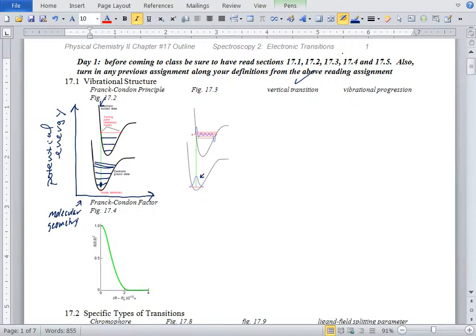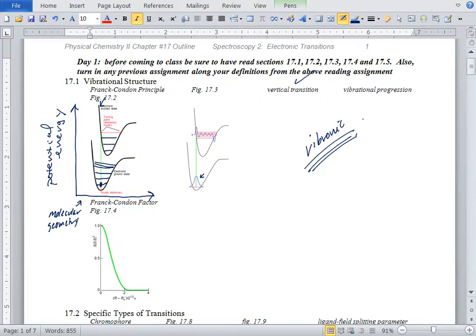The molecular geometry didn't change. But once you undergo an electronic transition, you better start vibrating, because you're at the turning point of the vibration. Do you see that? So they don't really call these just electronic transitions. They call them vibronic transitions, because that's really what they are.